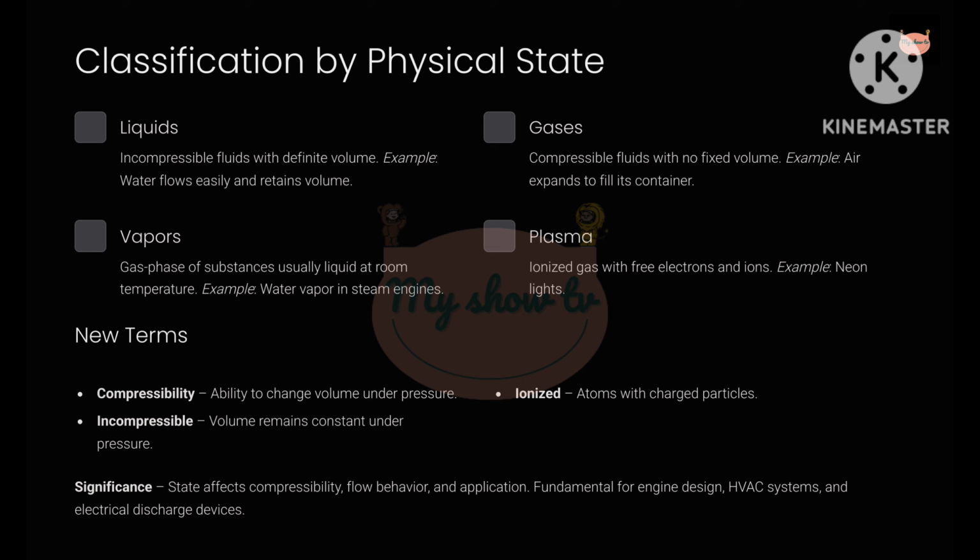Vapors are gaseous forms of substances, normally liquids at room temperature, such as steam, essential in steam engines. Plasma is ionized gas, like the kind inside neon lights, and is used in higher energy applications. Understanding each state is crucial for designing engines, HVAC systems, and electrical devices.